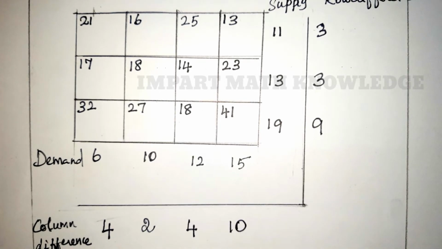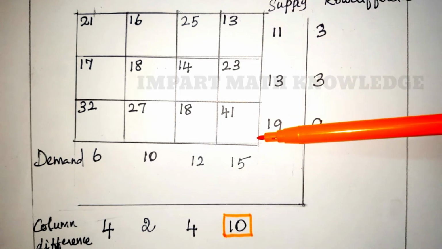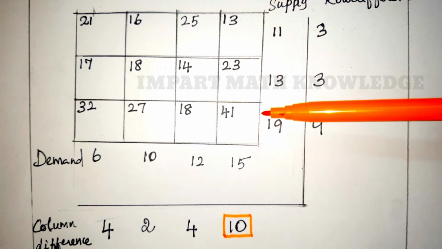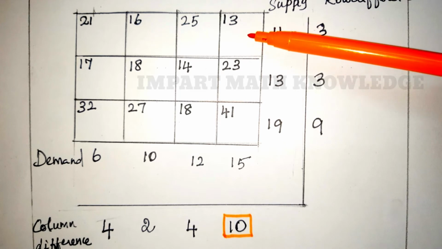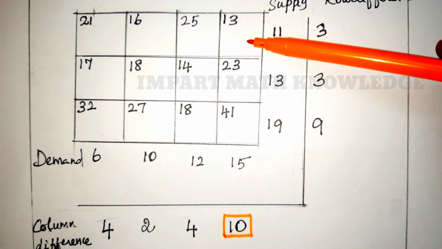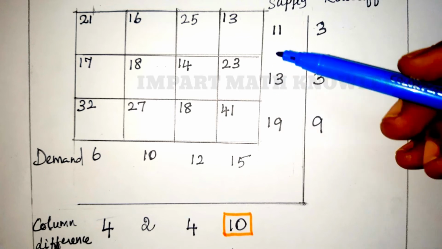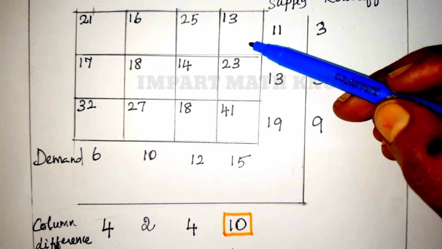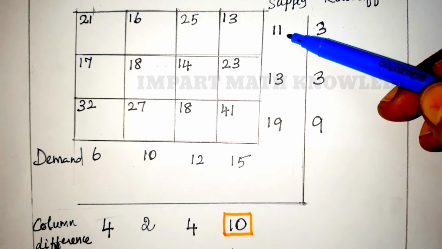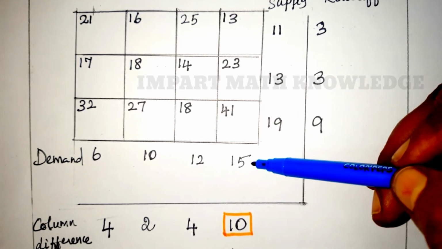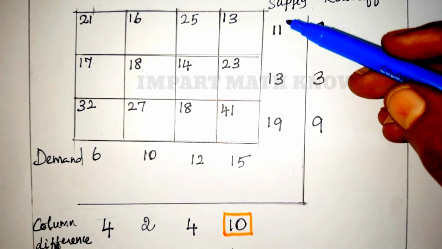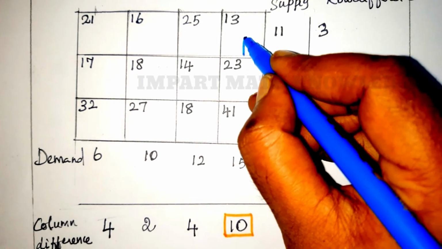From row difference and column difference, you have to select the highest penalty. Here the highest penalty is 10. So, in the fourth column, you have to allocate the value. In the fourth column, minimum cost cell is 13. So, in this cell, you are going to allocate your value. For this cell, supply is 11, demand is 15. The minimum value is 11. So, I allocate 11 here.